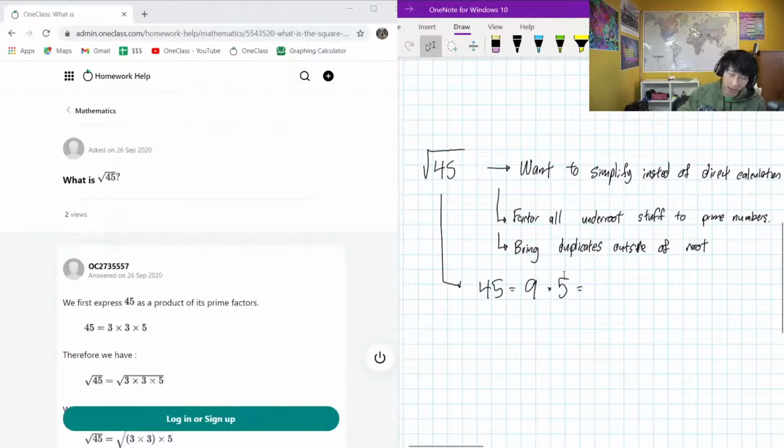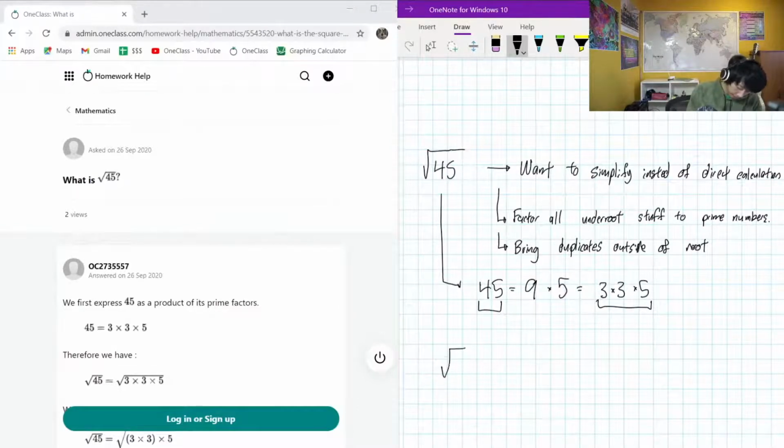5 is a prime number, so we can leave that, but 9, I know 9 is 3 times 3. So that's going to be 3 times 3 times 5. And that is definitely 45. Do the quick math: 3 times 5 is 15, times 3 is 45. Seems reasonable to me. Okay, so we know that we can replace that 45 under the root with 3 times 3 times 5. So root 45 is equal to the root of 3 times 3 times 5.